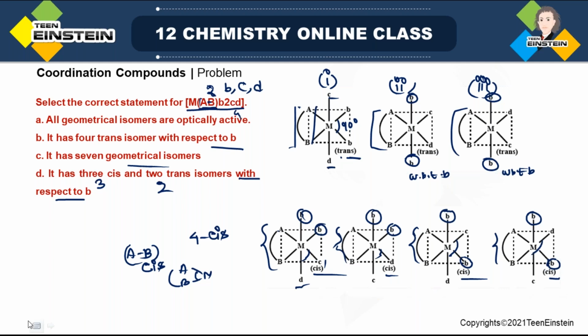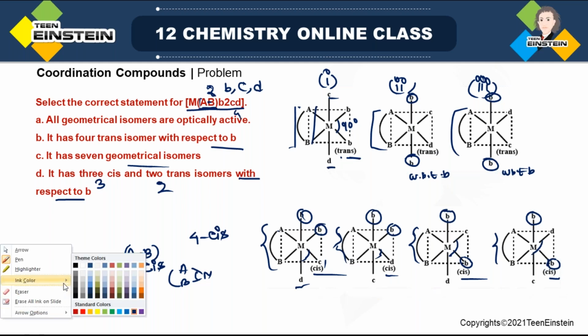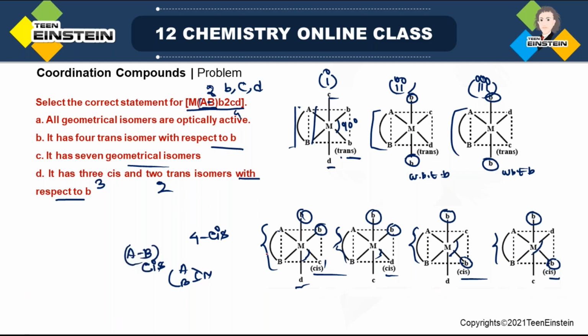But what have we actually found? We have found something else. We have found there are two trans. This is correct. But it is not three cis. It is actually four cis. So this statement is false. But the third statement, if you see, there are total three trans, four cis. That means total seven. Okay, so this statement is actually correct. And this should be the correct option, because we have to choose the correct statement, right?